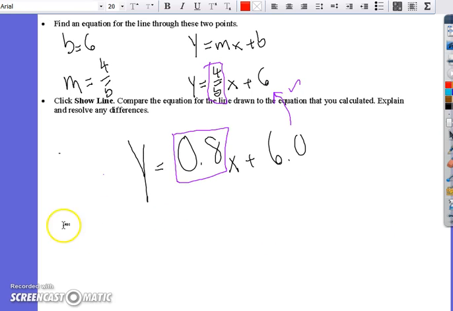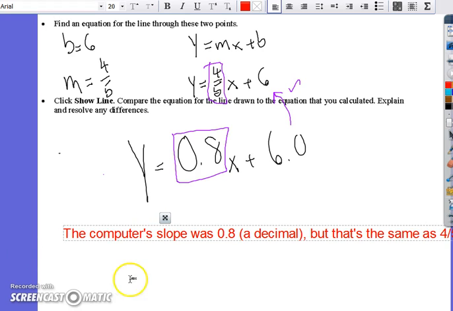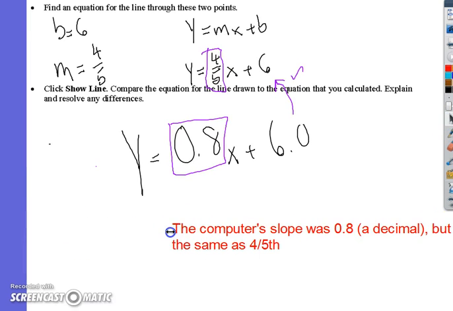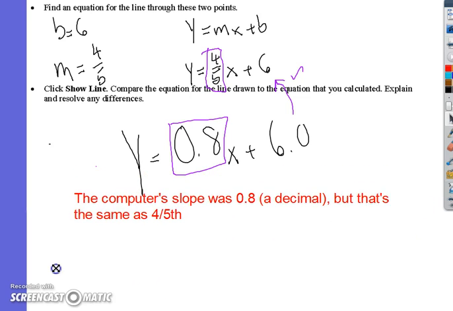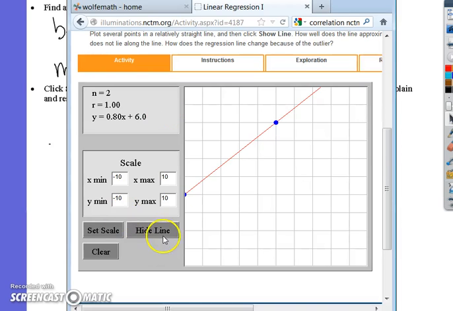So I need to write down the computer's slope was 0.8, which was a decimal. But that's the same as 4/5. So it appeared to be different, but if you knew your decimals and fractions, then you would know that 0.8 was the same. And then of course 6.0 is the same as 6. So we've got an equation here. In other words, I've just proved to you that this little calculator, when I click show line, is going to give us the equation of the line. No big deal.